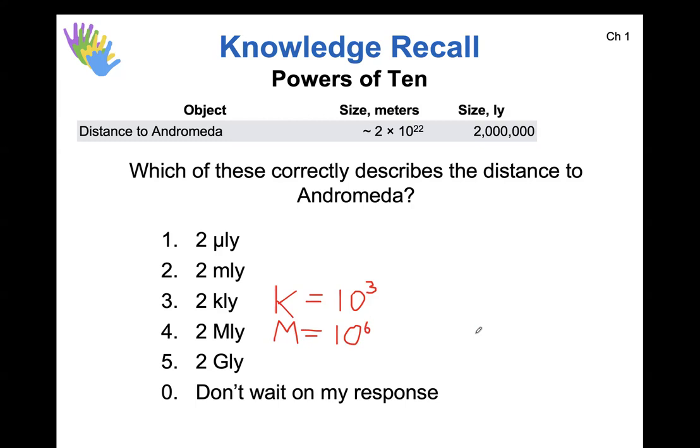So then which is it? Is Andromeda 2,000 light years or 2 million light years away? Million, right? Yep. So it would be 4. 2 mega light years. And we will see that notation. And they're called the metric prefixes. Has anyone seen them before? These different letters to represent powers of 10?